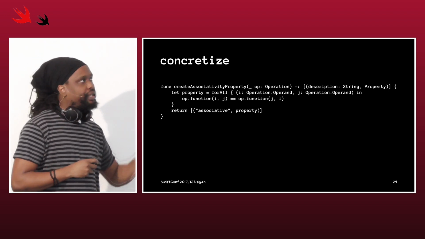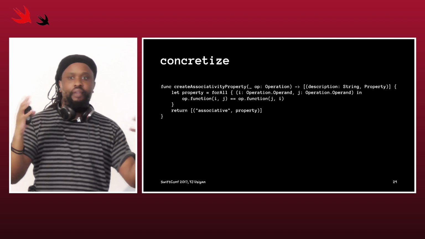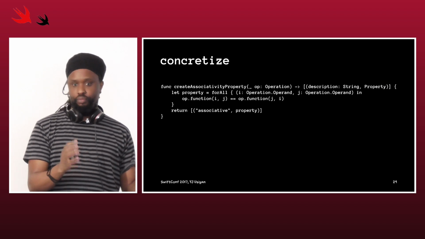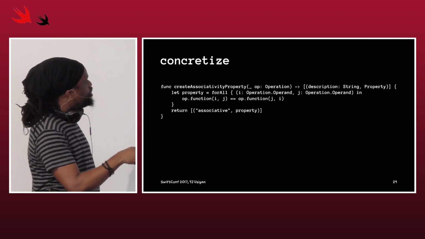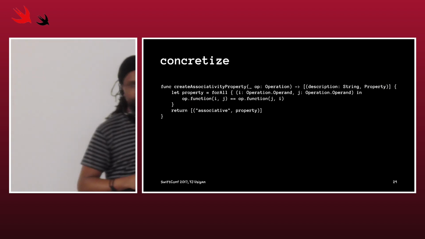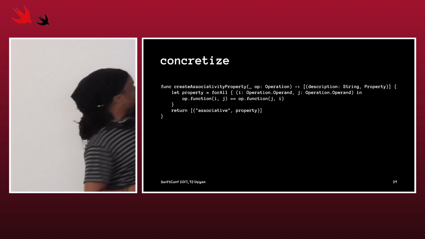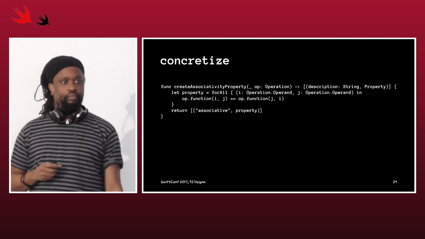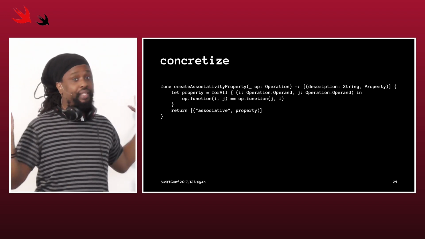So for each of those items, I have a concretize sort of thing. And every time you add a new property, you actually have to think of how would I make a SwiftCheck property that would capture this property. So for associativity, I say, well, given two operands, right, just an I and a J, whatever operation it is, ij should be the exact same as ji. And that's all I'm saying, right?